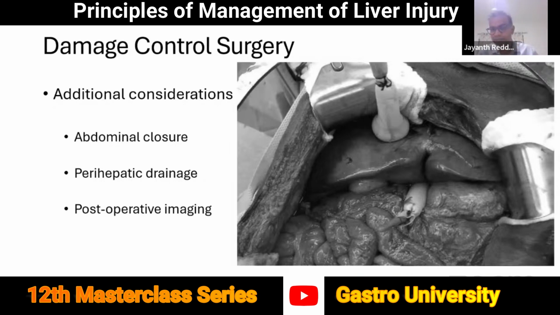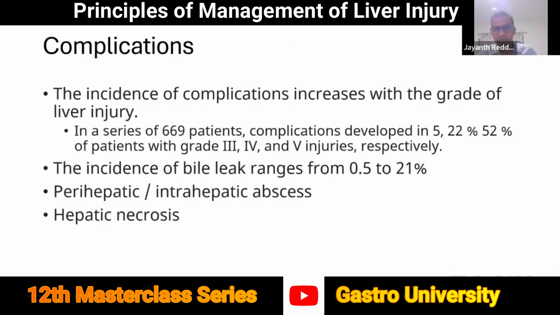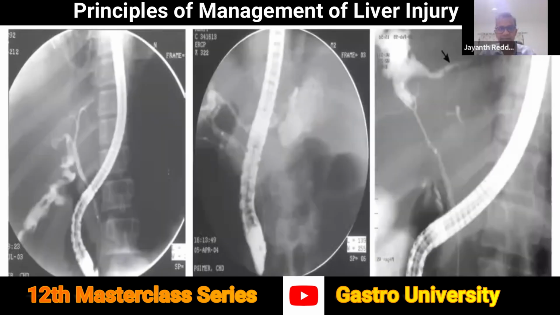Not too sure what this is. Looks like a Sengstaken-Blakemore tube to achieve compression and to prevent bleeding in penetrating injury. Complications are higher with severe injuries, and the main ones are bile leak, which ranges from anywhere between 1 to 20%, and development of perihepatic or intrahepatic abscesses, especially if you have embolized the hepatic artery and have hepatic necrosis. So it's important to address these issues following operative management.